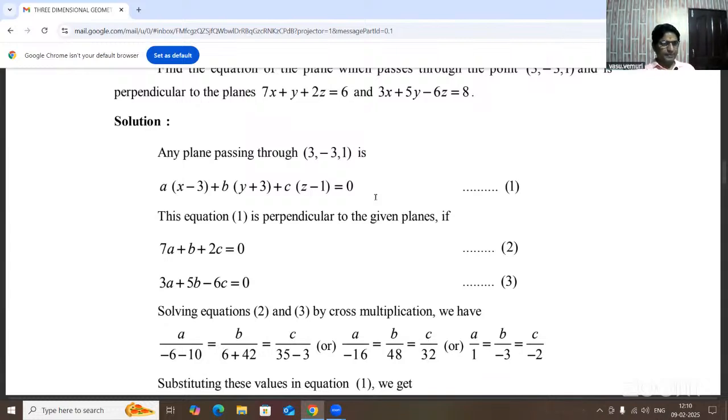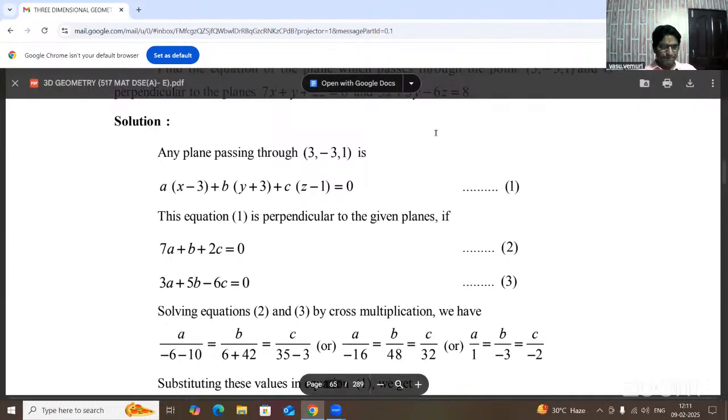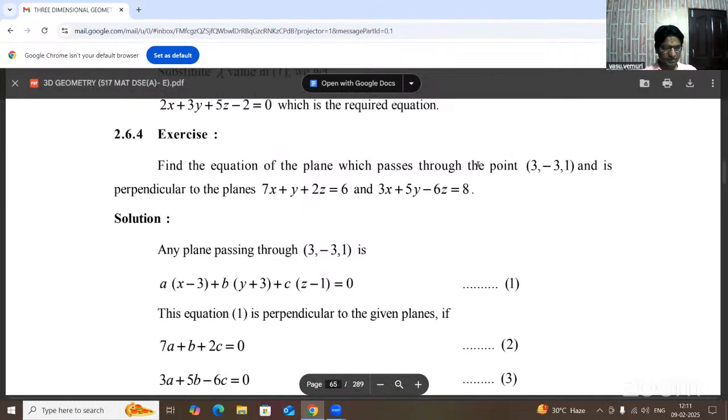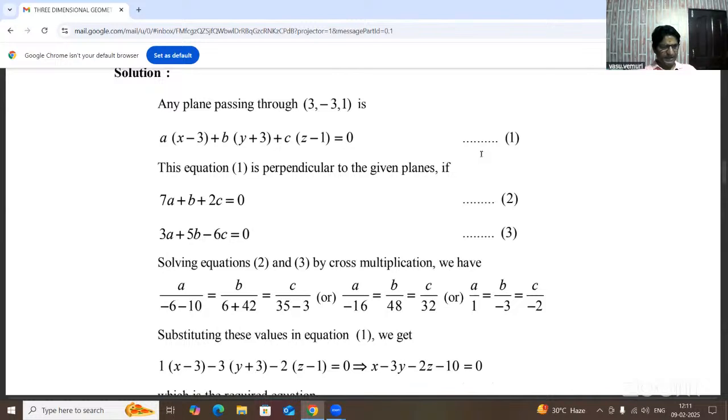Since it is perpendicular to the planes, given the normals 7, 1, 2 for the first plane, and 3, 5, minus 6 for the second plane. Those normals A1, B1, C1, A2, B2, C2. So we write 7A plus B plus 2C equal to 0, because perpendicular means the dot product is 0, and again 3A plus 5B minus 6C equal to 0. That is the second and third equation, and we solve the second and third equations by CMR formula. CMR means cross multiplication rule.